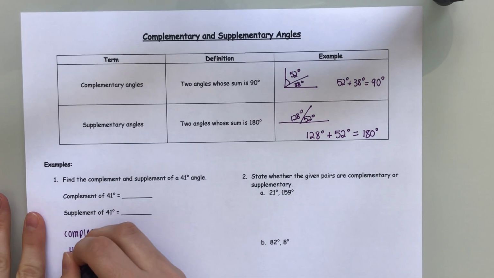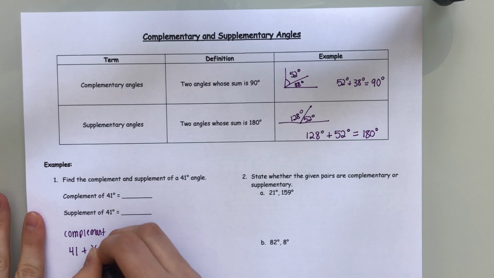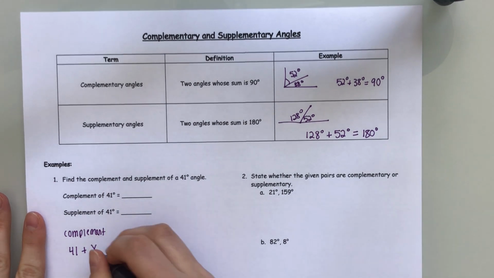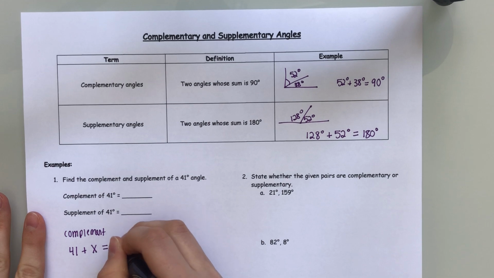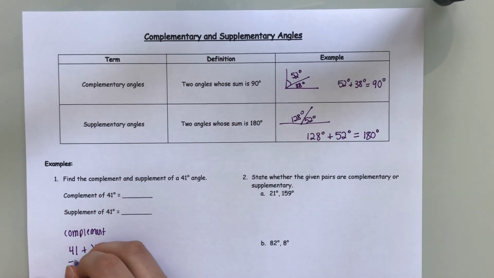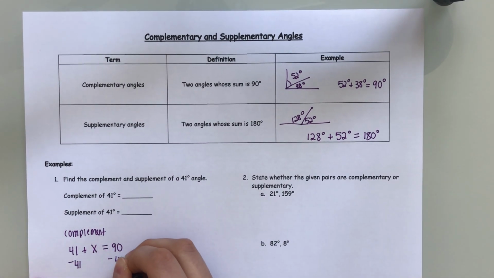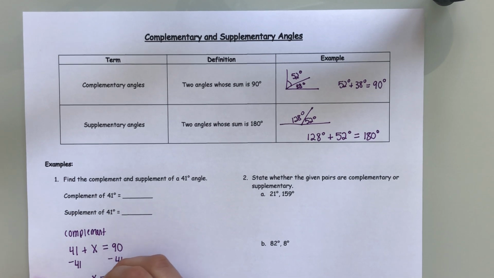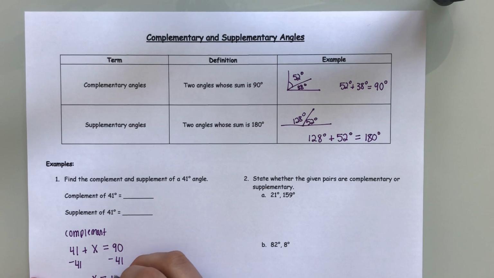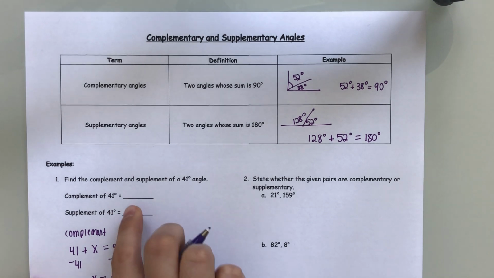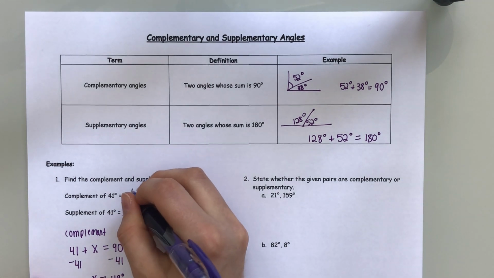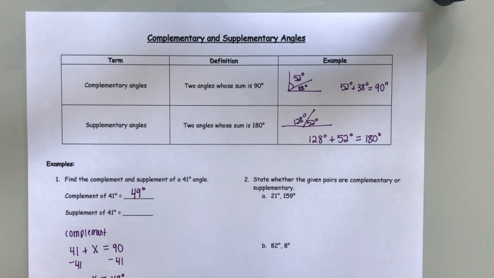we have 41 plus some other angle measurement, which we're going to call x, equals 90 degrees. So you just have to subtract 41, and you would get that x equals, and if you do 90 minus 41, you should get 49 degrees. So our complement of 41 degrees equals 49 degrees.